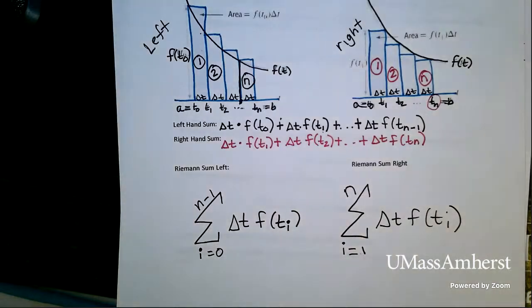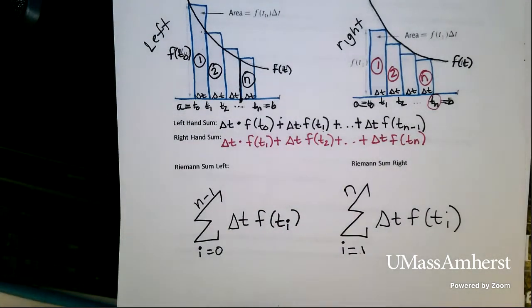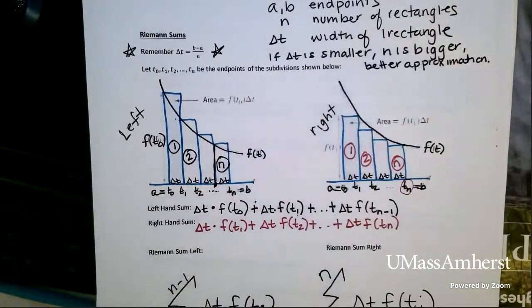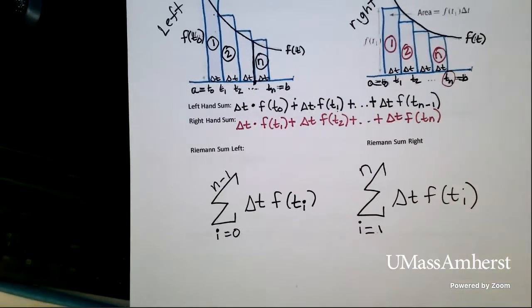Okay? Now, we have to go back to this point here. I'm going to scroll up for a second. If delta t is smaller, n is bigger, and that gives us a better approximation, okay? So remember, we would do a left-hand sum and a right-hand sum, and we said that the exact area under the curve has to be between the overestimate and the underestimate, right? So if we did it and we found one to be 10 and one to be 30, we knew that the exact area had to be between 10 and 30.